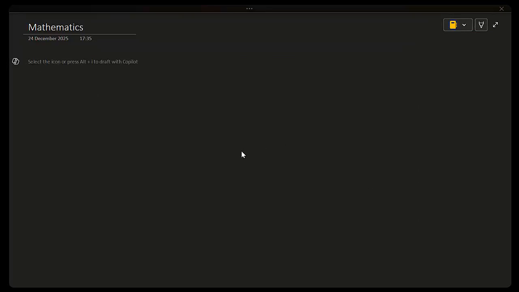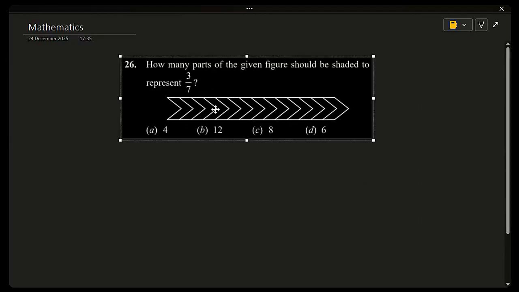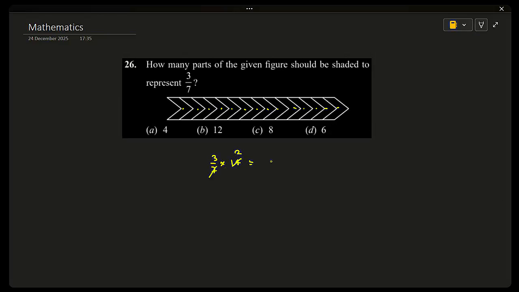Question number 26. How many parts of the given figure should be shaded to represent 3 by 7? So to count the number of parts: 1, 2, 3, 4, 5, 6, 7, 8, 9, 10, 11, 12, 13, 14. 14 parts are there. We want 3/7 to be shaded, so we should find 3/7 of 14. So 7 twos are 14, and it is 6. 6 parts must be shaded to represent 3/7. Answer is D.